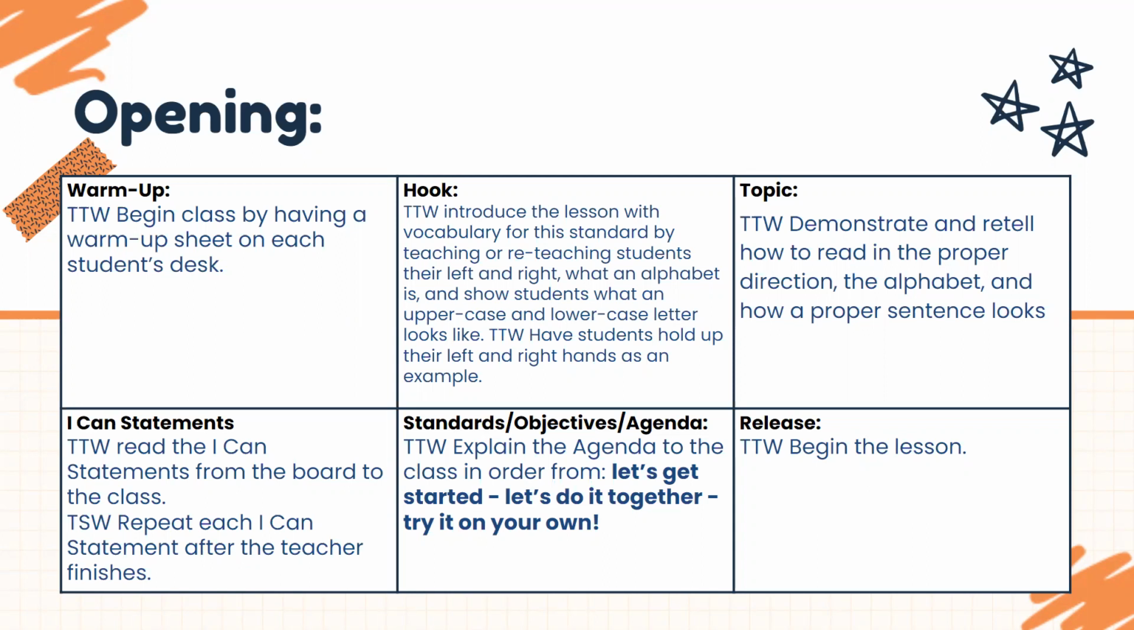For the topic, the teacher will demonstrate and retell how to read in the proper direction the alphabet and how a proper sentence looks. For I can statements, the teacher will read the I can statements from the board to the class. The student will repeat each I can statement after the teacher finishes. For standards, objectives, and agenda, the teacher will explain the agenda to the class in order from let's get started, now let's do it together, and finally try it on your own. And then the teacher will release the students after she begins the lesson.